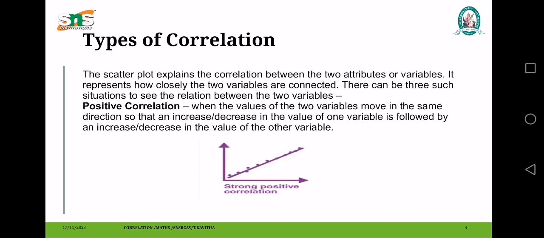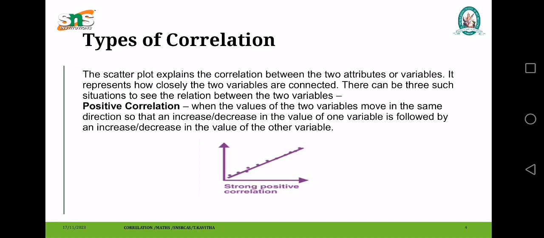Types of correlation. The scatter plot explains the correlation between the two attributes or variables. It represents how closely the variables are connected. There can be three such situations to see the relations between the two variables. First one is positive correlation, when the values of two variables move in the same direction so that the increase or decrease in the value of one variable is followed by an increase or decrease in the value of the other variable. That is called positive correlation.